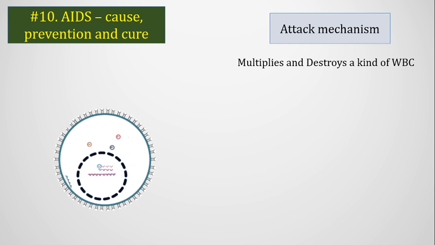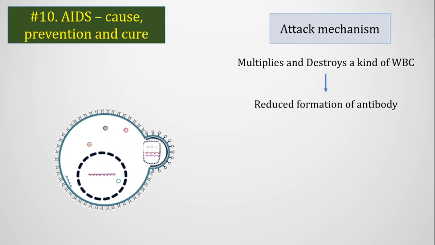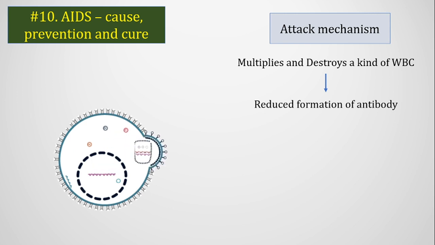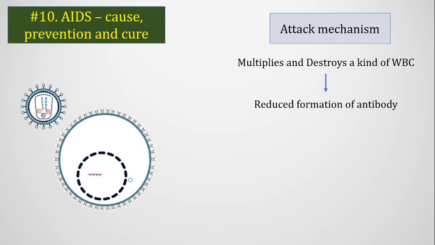Eventually it produces a large number of copies of the virus, and then they burst out of the WBC, destroying the T helper cell. As a result, there is reduced formation of antibody, because the T helper cell helps in the production of antibody inside the human body. So when these WBCs are destroyed, a reduced amount of antibody is produced inside the body.